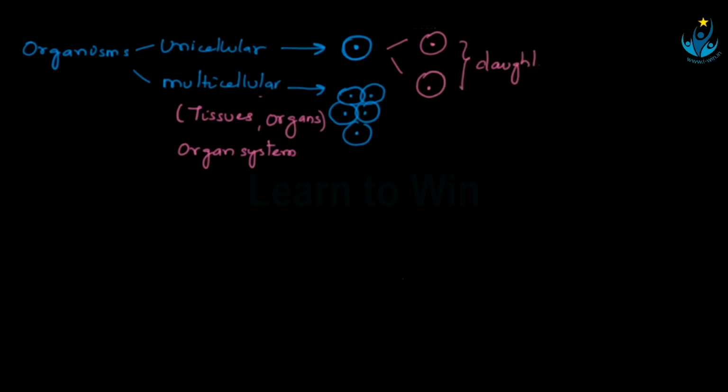So if you want to continue the life of a particular unicellular organism, it has to undergo division. So we can say that division is a mode of reproduction here. Similarly, in multicellular organisms, the cells have to keep on dividing. Each cell keeps on dividing so that the multicellularity is maintained. So in both cases, cell division is a very, very important concept.